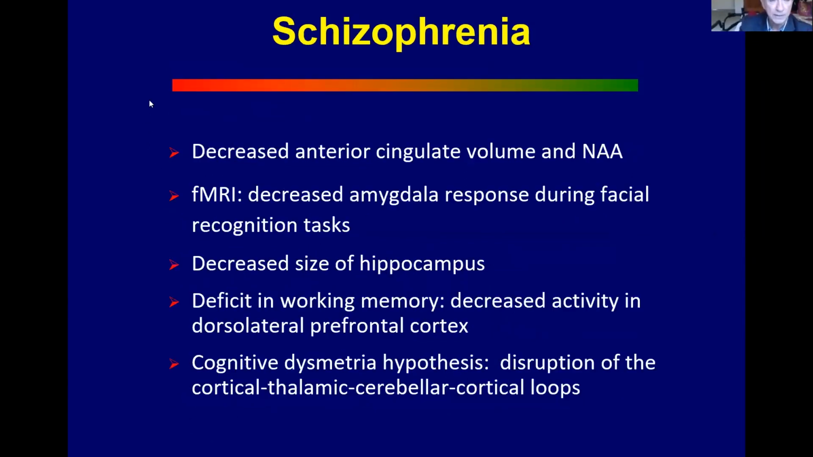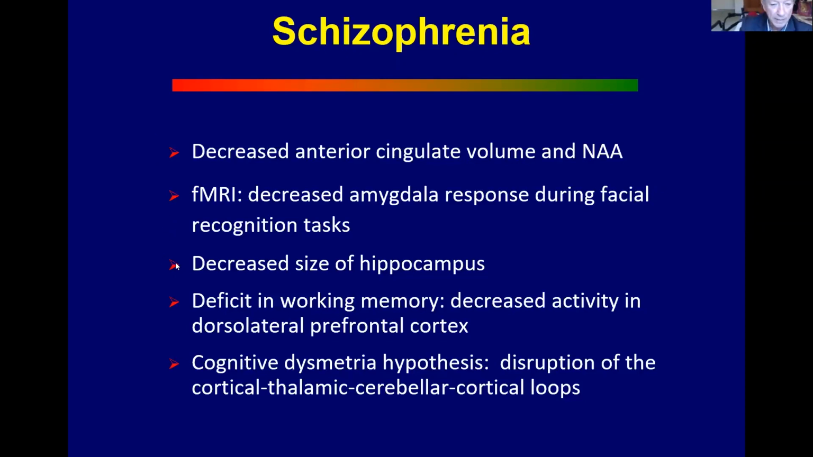Schizophrenia is one of the most studied psychiatric diseases. It has many fascinating symptoms and clinical parts. It's still a mystery, but we have learned some things. There is decreased anterior cingulate volume and reduced NAA on spectroscopy, NAA being N-acetyl aspartate. On fMRI, decreased amygdala response during facial recognition tasks, so the opposite of the anxiety disorders.